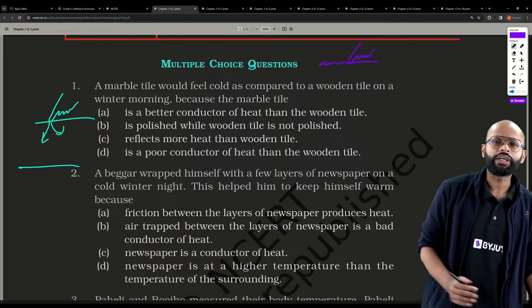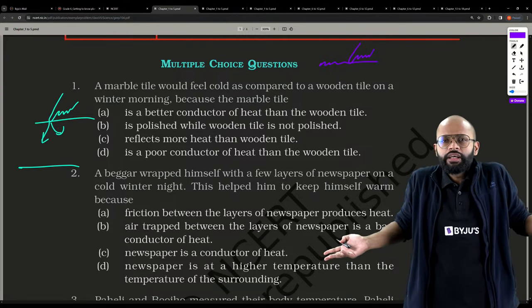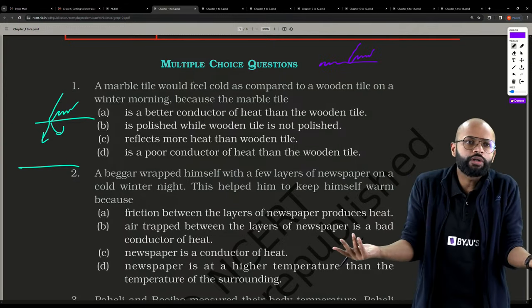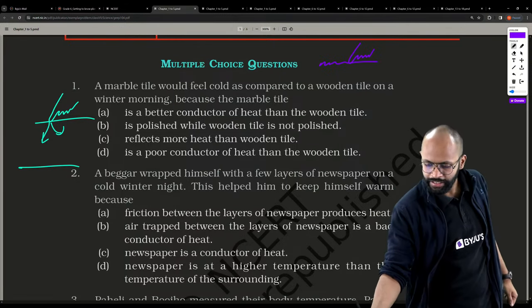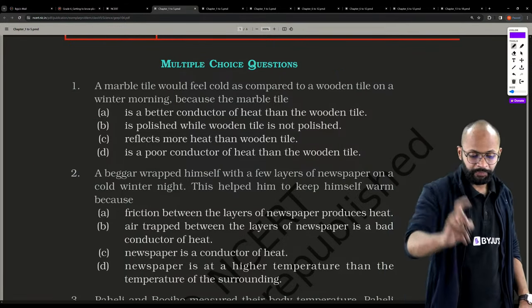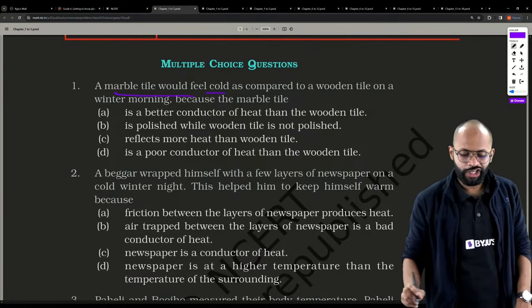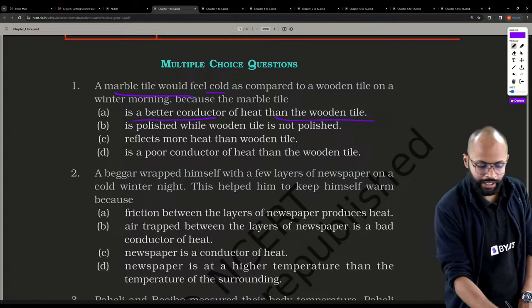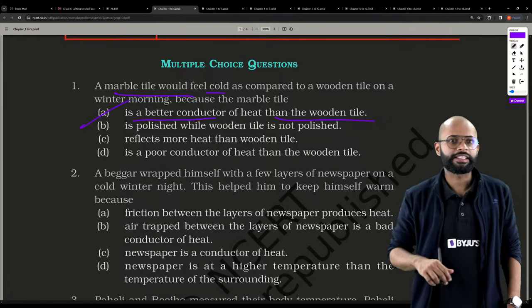Agar tum wood ko touch karoge, wood is an insulator. It will not conduct heat. So you will not lose heat from the body. You will not feel cold. Simple si baat ekdam, hai na? Right? Theek. So the correct answer would be, a marble tile would feel cold because marble is a better conductor of heat than the wooden tile. Option A will be the right answer. Yes, hai na?